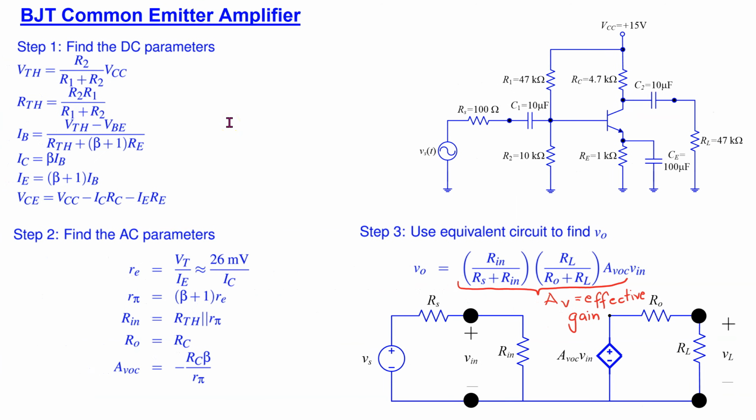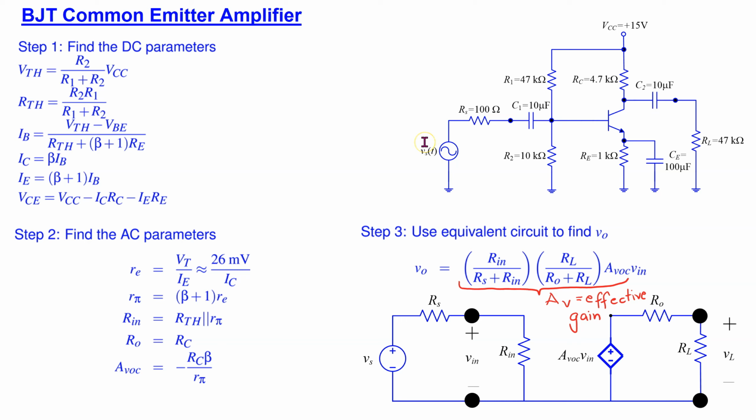The small signal theoretical analysis for a BJT common emitter amplifier can be accomplished in 3 steps as shown. First, we analyze the DC bias. Second, we find the AC parameters. Finally, we plug into the equivalent circuit to find the output voltage. In particular, VT here is the thermal voltage having a value of 26 millivolts at room temperature.